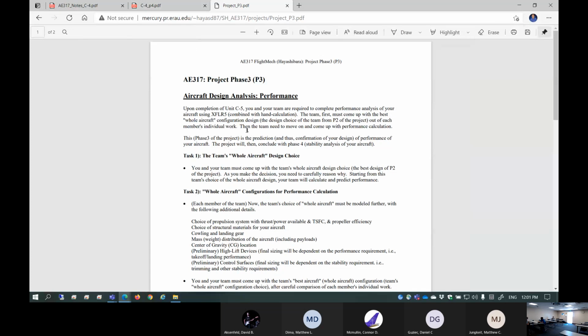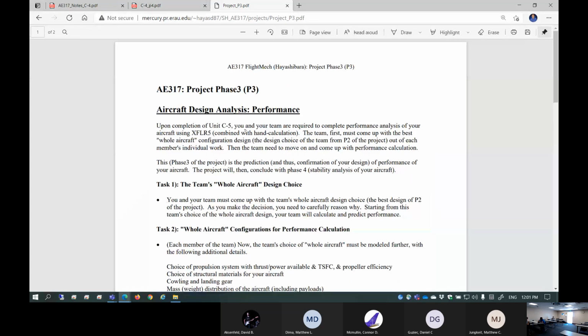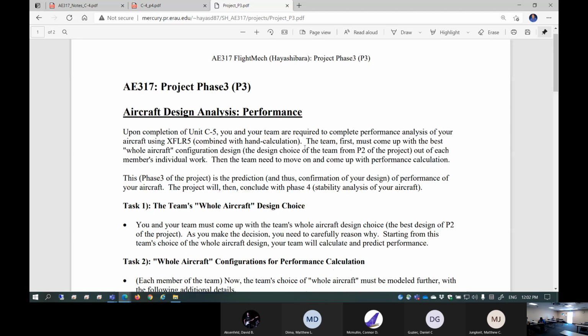So right now, okay, we are in unit C4, which is Venn diagram. We're going to start Venn diagram today. And after that, unit C5 is just an example. I'm probably not going to spend much on C5. C5 is entirely like the example of performance computation. So right after C5, you're going to do project phase 3.